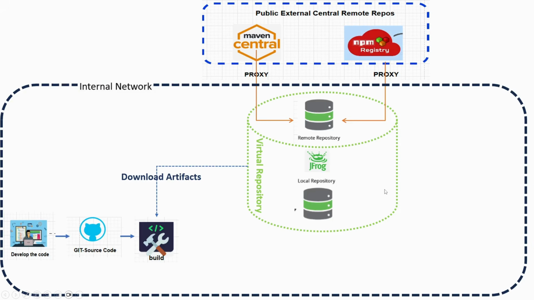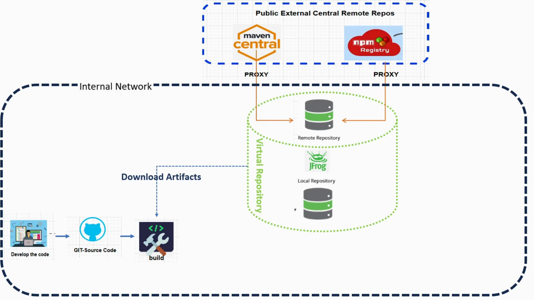So Artifactory acts like a smart middleman. It proxies public repositories like Maven Central, npm registry, and pip registry. When the build server needs dependencies, it downloads from Artifactory, not directly from the internet. So Artifactory fetches them once, caches them, and then serves them internally. This improves speed, reliability, security, control over artifacts, and gives zero dependency on internet availability.